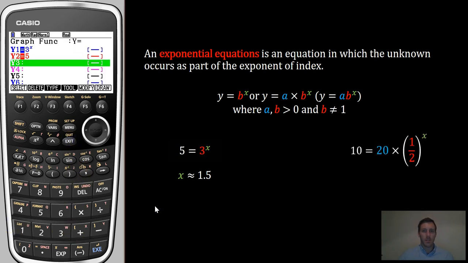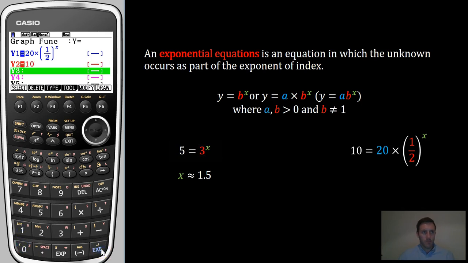We don't need to delete the entries because we're right over the top of them. Use the arrows to scroll up to y1 and enter 20 times half, I'll put that in brackets, to the power of x in y1. Let's execute. In y2, we're going to enter 10. Then press F6 for draw.